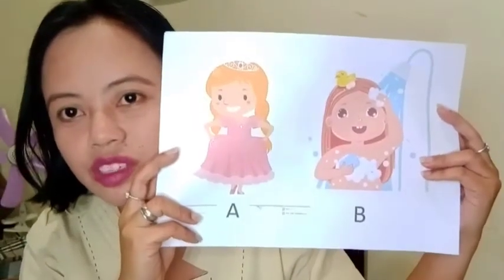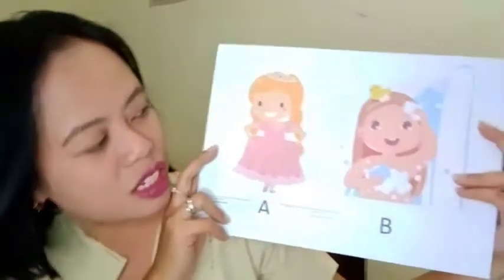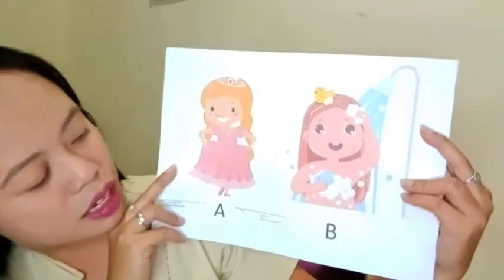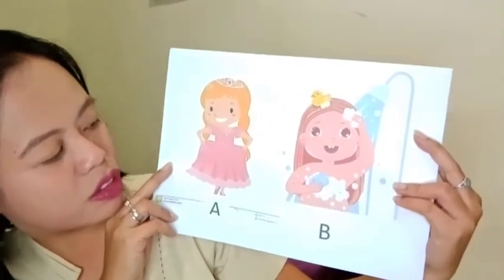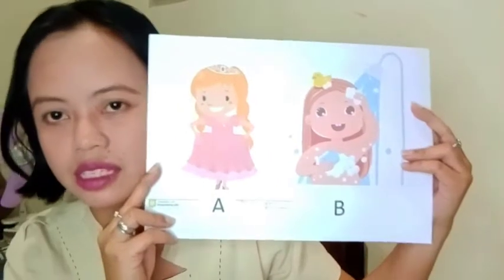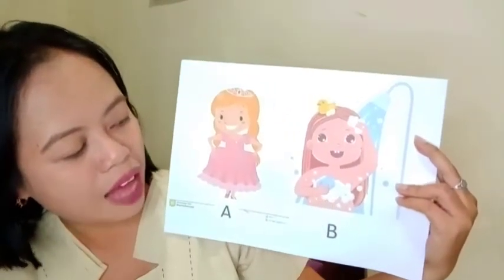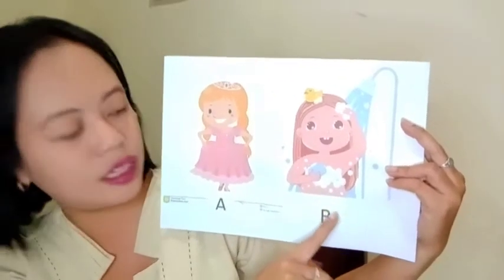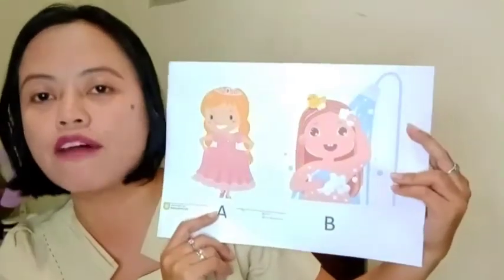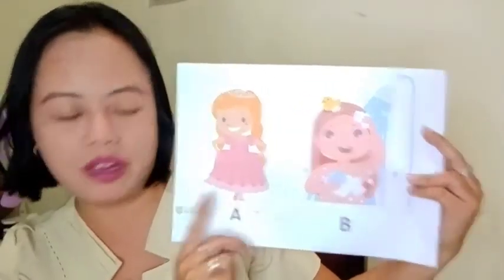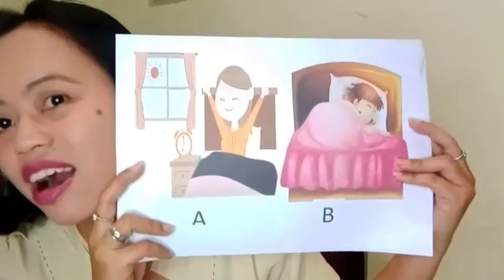Okay, for the third picture, what comes first? Is it the girl that bath or the girl with the beautiful dress? Very good! The girl is taking her bath. This is the first one, right? Letter B and then the second one. So after nagtake a bath, so girl, you are going to dress up. Okay, very good!